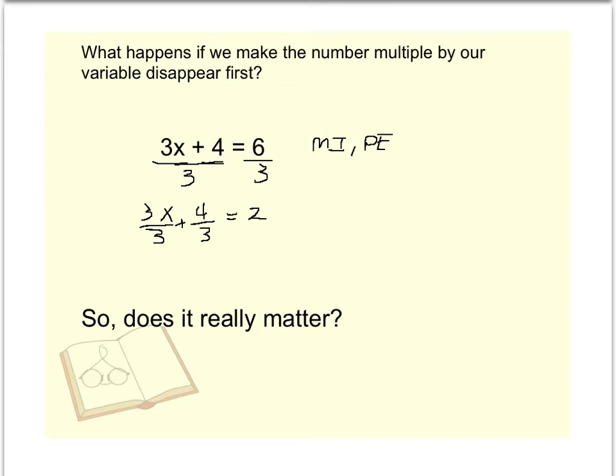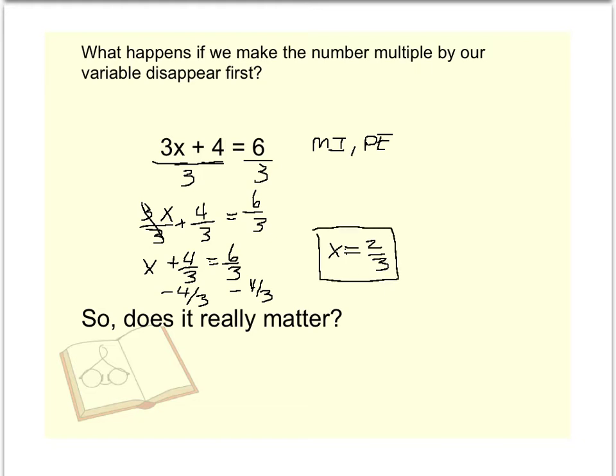Actually, it's easier if we do it this way, to just leave it as 6 over 3. Well, 3 divided by 3 is just going to be x plus 4/3 equals 6/3. Okay? So in this case, we would want to subtract 4/3 from each side. Well, 6/3 minus 4/3 is just x equals 2/3. So even though we divided first and then subtracted, we were still able to come up with an answer.